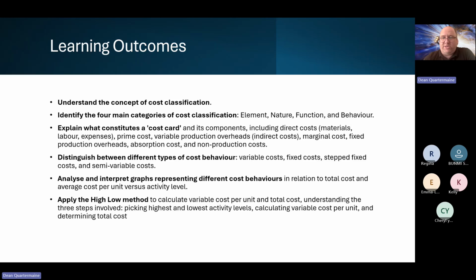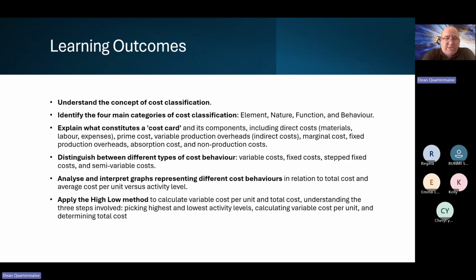Look at what constitutes this thing known as a cost card and the various components of that, including things like direct cost, which is materials, labour, expenses. This thing called prime cost, variable production overheads, so indirect cost. Understand what marginal costs are, what fixed production overheads are, the concept of absorption costing, and then finally what your non-production costs would be. Put together, that would constitute a cost card for a given product.